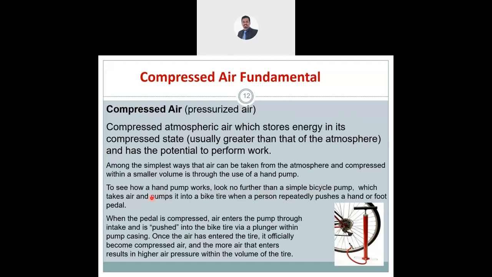A bicycle pump, which takes air and pumps it into the bike tire. The person pushes the end of the pedal, and you can use your foot or your hand. If you do it constantly, it becomes compressed. When the pedal is compressed, air enters the pump through the intake here, and is pushed into the bike tire via the plunger. In the tire there is a tube, with a place to put in air, which we call the plunger. Once the air enters the tire, it officially becomes compressed air. So in the tire it automatically becomes compressed air.